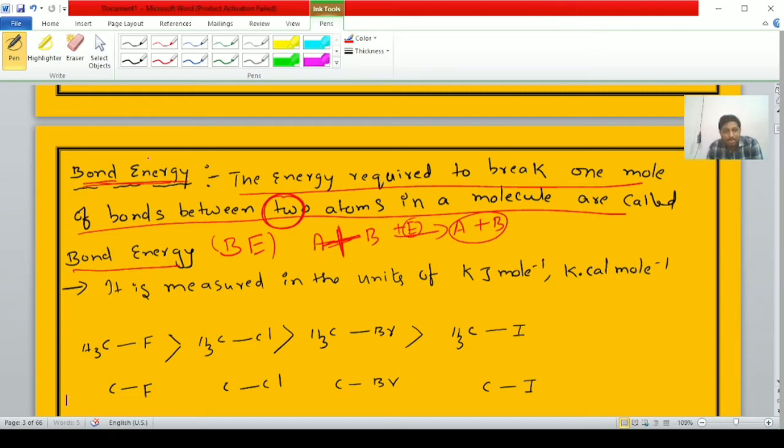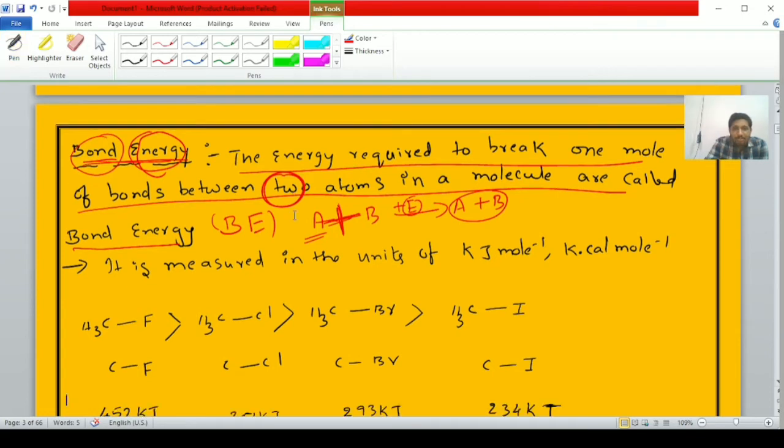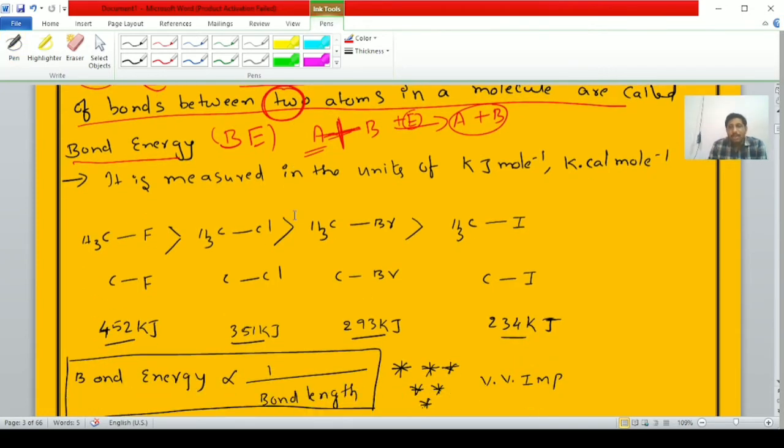That word gives some meaning, student. Bond energy: the energy required to break 1 mole of the bond between the two atoms in a molecule is known as bond energy, which is also known as bond enthalpy. It is measured in the following units, students: kilojoule per mole and kilocalorie per mole. Clear, student? Right.